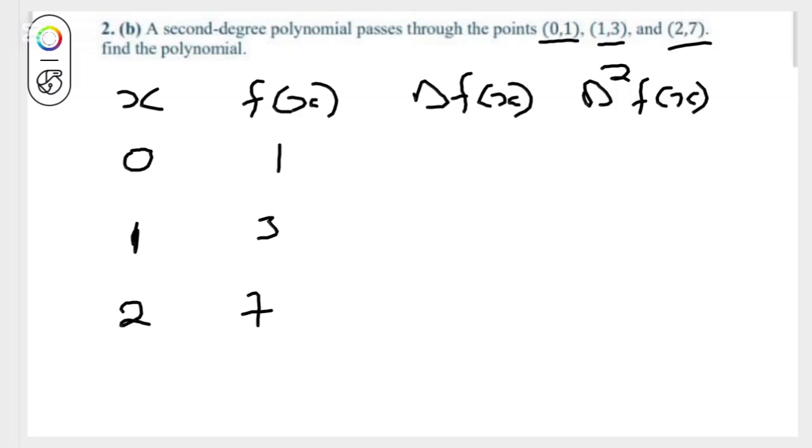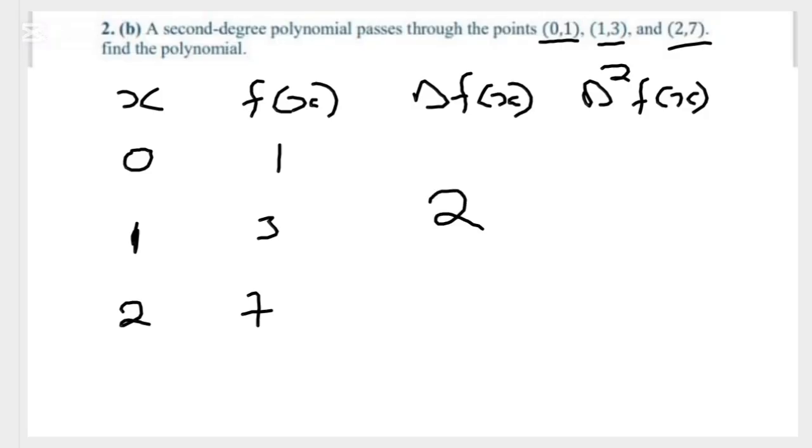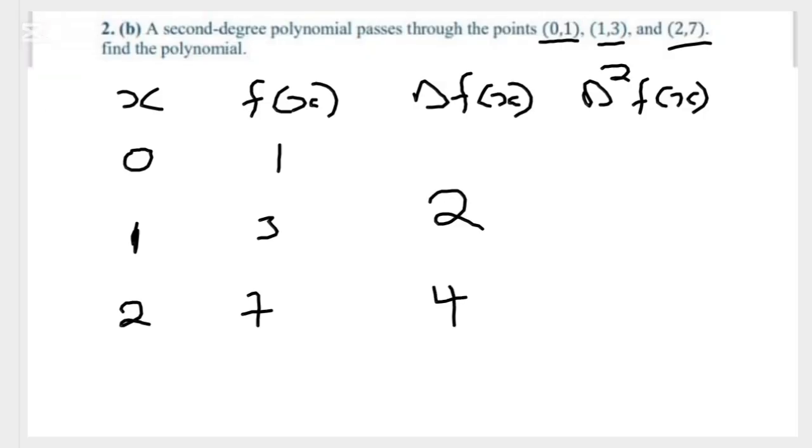After then, 3 minus 1, you get 2. So you have to insert the 2 somewhere around here. Then 7 minus 3, you get 4. So you now put your 4 here. After then come to d square f of x. This 4 minus 2 will give you 2. So insert your 2 here.